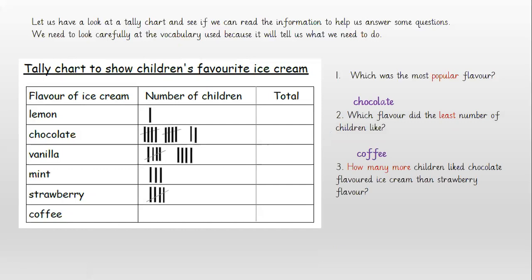Number 3, how many more children liked chocolate flavored ice cream than strawberry flavor? Now, these are really important words there because we've got how many more children. And when we ask how many more, what is that asking us to do? We have to look at how many children preferred chocolate, which is 12, and how many preferred strawberry, which is 5. And we have to find the difference. So what is difference asking us? It's telling us to take away or subtract. And if I take 12, take away 5, my answer is 7.